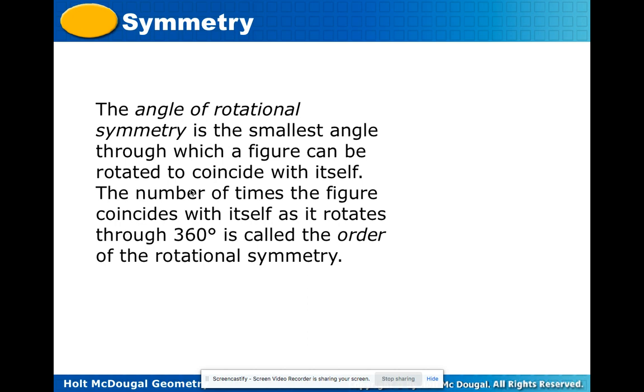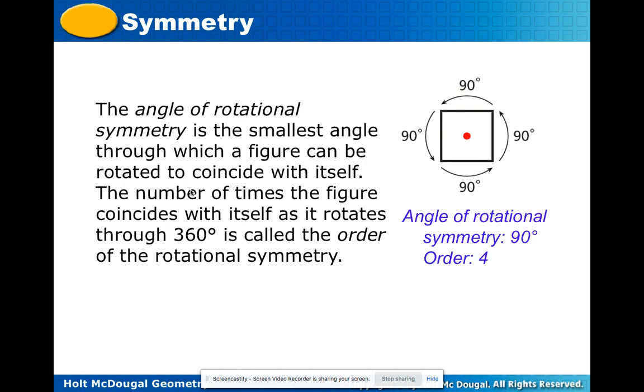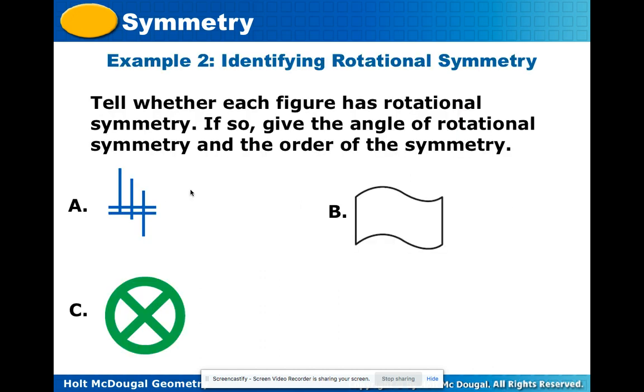So let's kind of look at an example here. We can look at the square here, and we can actually rotate that square 90 degrees 4 times before it goes 360 degrees, to make it have 4 rotational symmetries with a degree of 90 degrees. So let's look at some examples here.